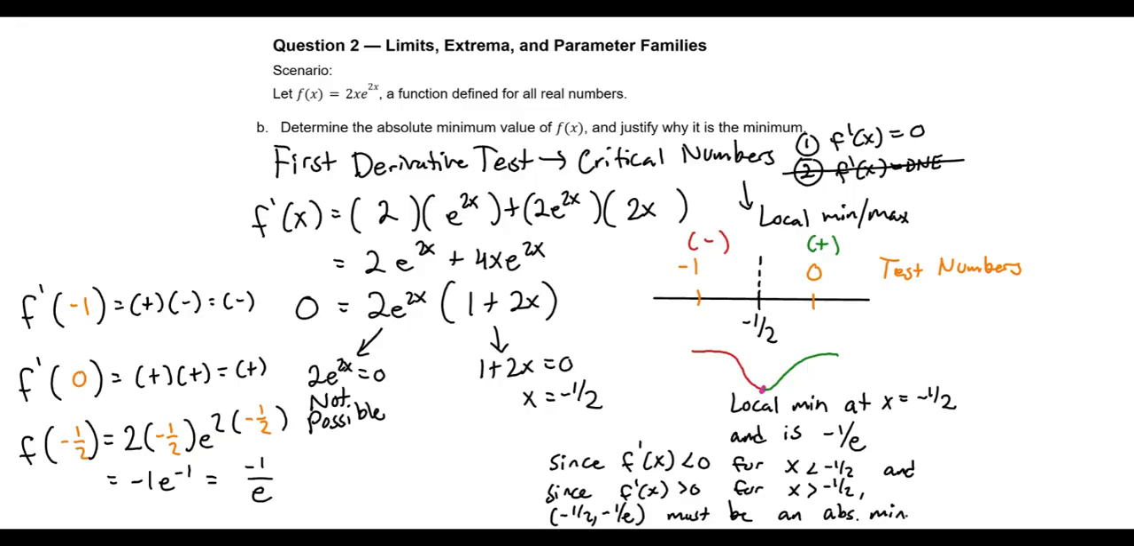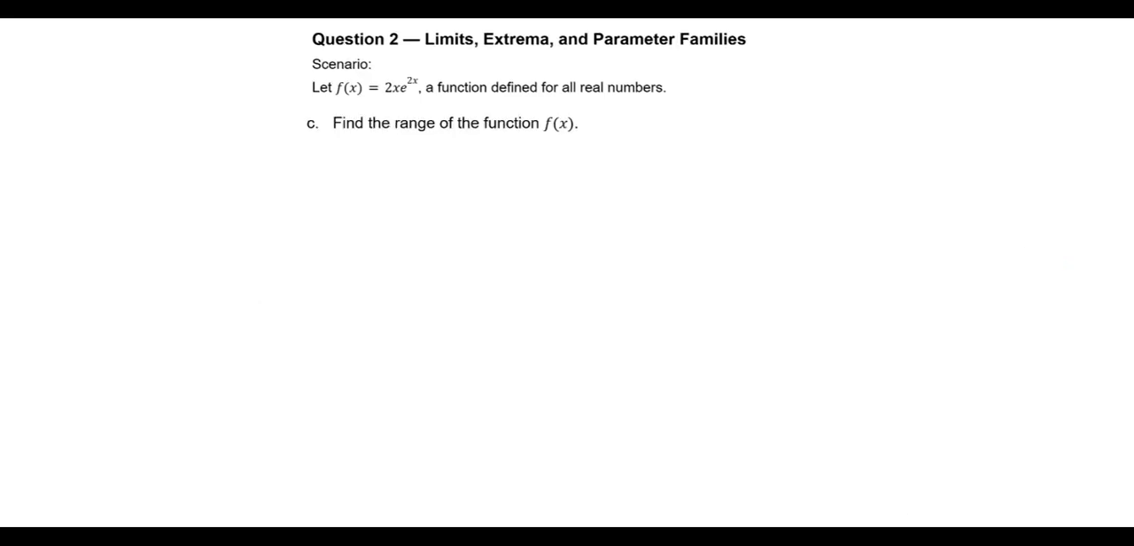And there we go. We now have our answer. Part C says find the range of the function f of x. Now, one way of thinking about the range is thinking about all the y values that you can get from a function like this. And actually, what we're going to do is use what we learned from Part A and Part B to help us with this.